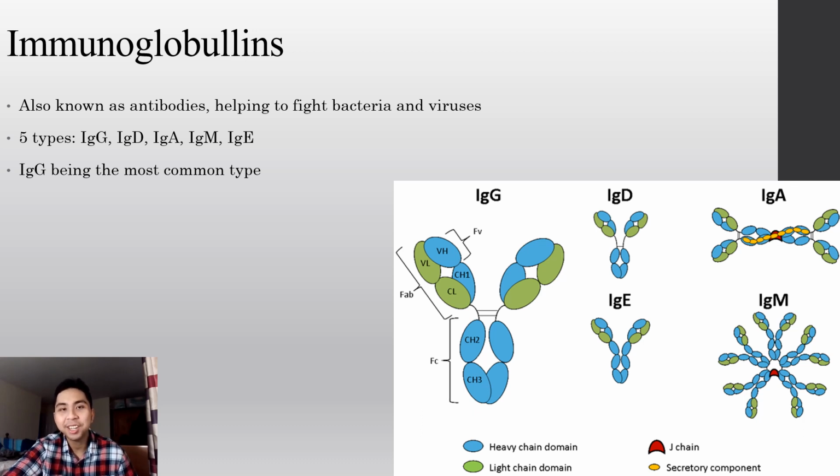IgG is the most common immunoglobulin due to it being the primary antibody transferred from mother to baby via the umbilical cord and placenta, providing additional protection. IgD is the least common antibody, and primarily exists to become the antigen receptor to B cells.